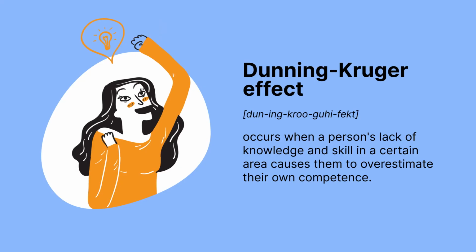The Dunning Kruger Effect occurs when a person's lack of knowledge and skill in a certain area causes them to overestimate their own competence. Similar to how I thought Hindi would be easy to learn right after learning only a few letters. But only as I progressed did I realize that I knew nothing.